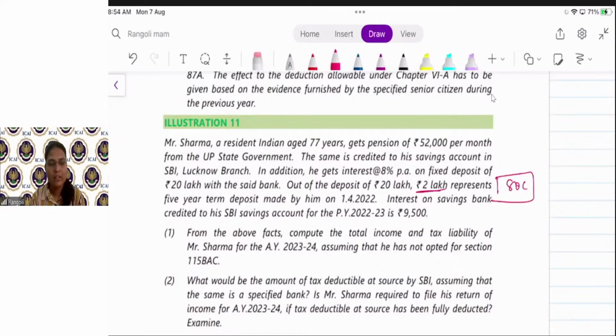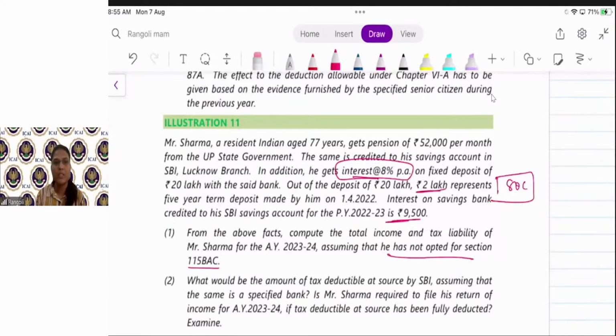Interest on saving bank credited to his SBI account for the previous year 22-23 is 9,500. We need to calculate the interest on fixed deposit also, right? Because the amount of interest on fixed deposit is not given, but the deposit amount is given and the rate of interest is given, right? So the first question is, from the above facts, compute the total income and tax liability of Mr. Sharma for assessment year 23-24, assuming that he has not opted for section 115BAC.